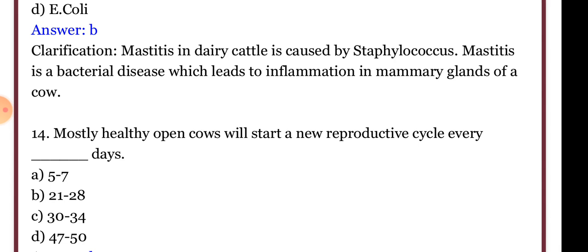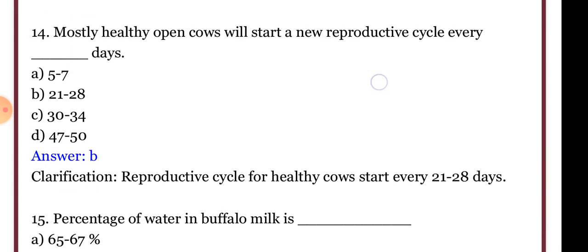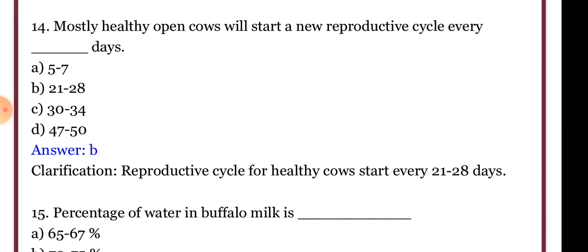Mostly healthy open cows will start a new reproductive cycle every 21 days, and 28 days is in humans. The reproductive cycle for a healthy cow starts every 21 to 24 days. 28 is a very large value. This range is not so wide. It will be 21, 22, 23 or 24 days.